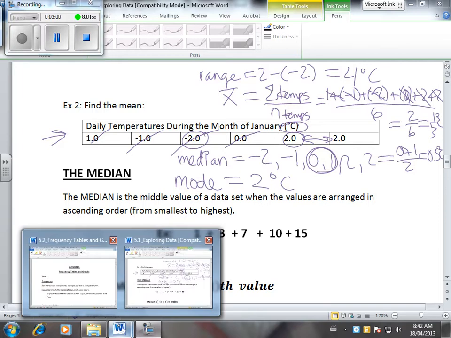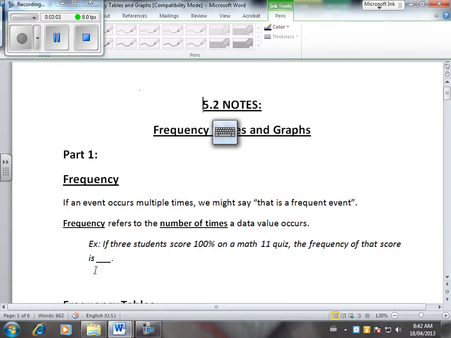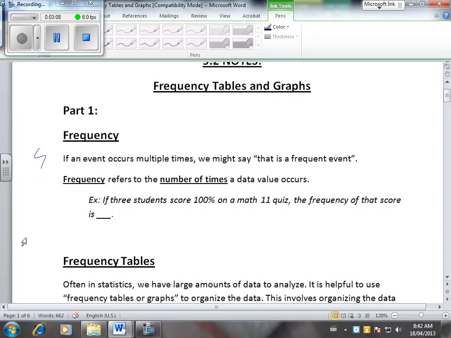And today we're going to look at section 5.2, which you were given in class the other day. And we're going to look at frequency tables and graphs. And so this is how we show the data that we find. So when we talk about frequency, luckily this is a word that we use in our everyday language. So if something occurs many times, we might say this is happening frequently, or it's a frequent event. Or if you go to the library a lot, you say, I go to the library frequently, or the gym frequently. And so that frequency, its technical term, refers to the number of times a data value occurs.